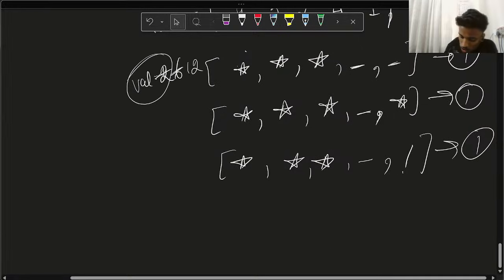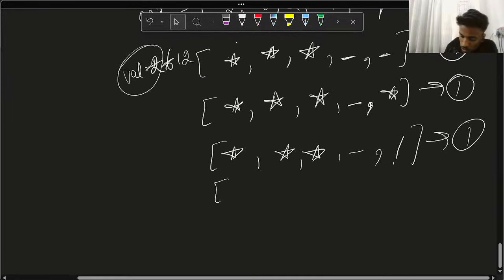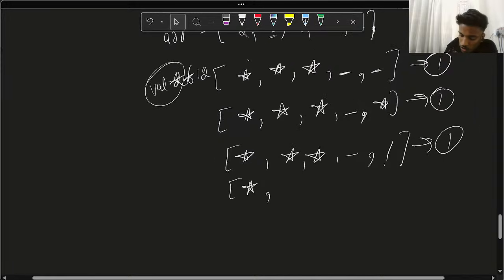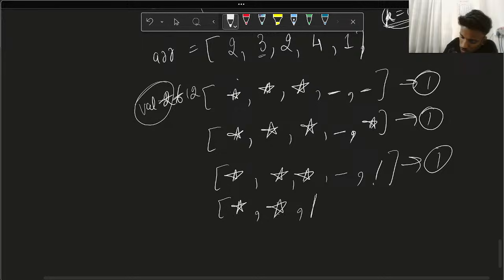So what else can we do? Okay, let's do multiply, 2. I hope you can see. So multiply, val becomes 2. This time again multiply by 3, so val becomes 6. So divide by 2 this time, so it becomes 3. And this time 3 multiply by 4, so it again becomes 12.